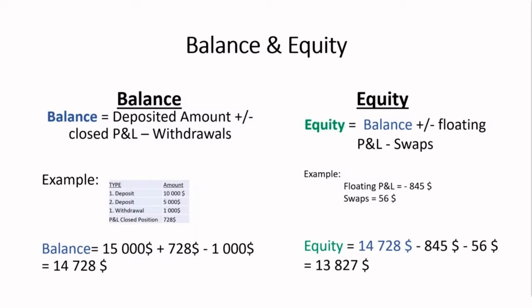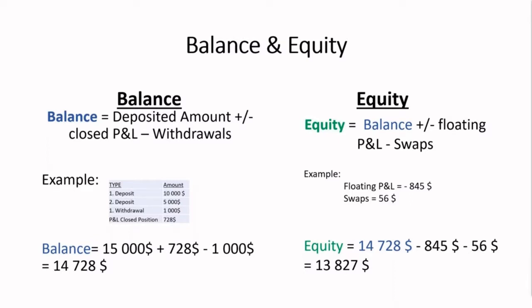When opening your MT4 terminal, the first thing you see is the balance. Balance reflects all your deposited amount plus or minus your realized PNL, which means your PNL only from your closed positions, and your withdrawals up to date. To make it more clear, a small example. On an account you deposited once 10K and once 5K. So in total you had a deposit of $15,000. On the same account you already withdrew $1,000.